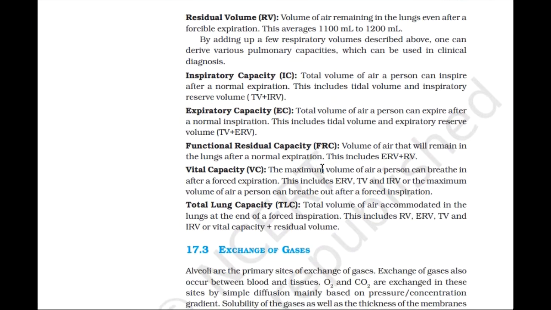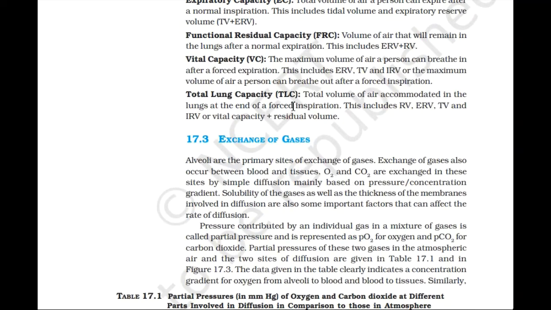used in clinical diagnosis. Inspiratory capacity, IC: total volume of air a person can inspire after a normal expiration. This includes TV plus inspiratory reserve volume. Expiratory capacity: total volume of air a person can expire after a normal inspiration. This includes TV plus ERV. Functional residual capacity: volume of air that will remain in the lung after a normal expiration.